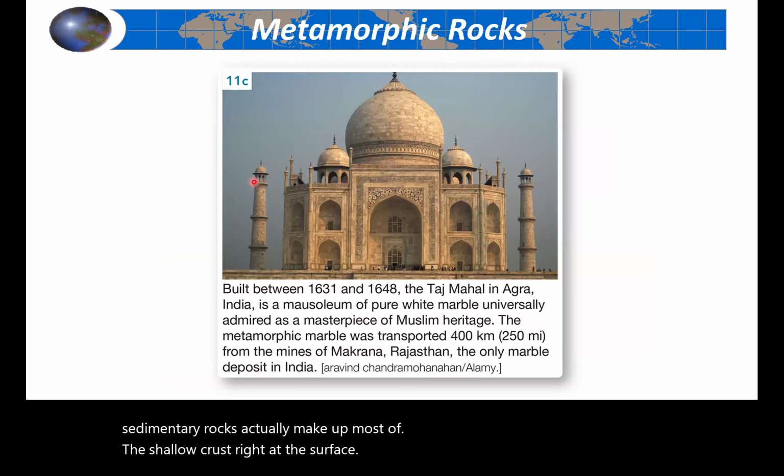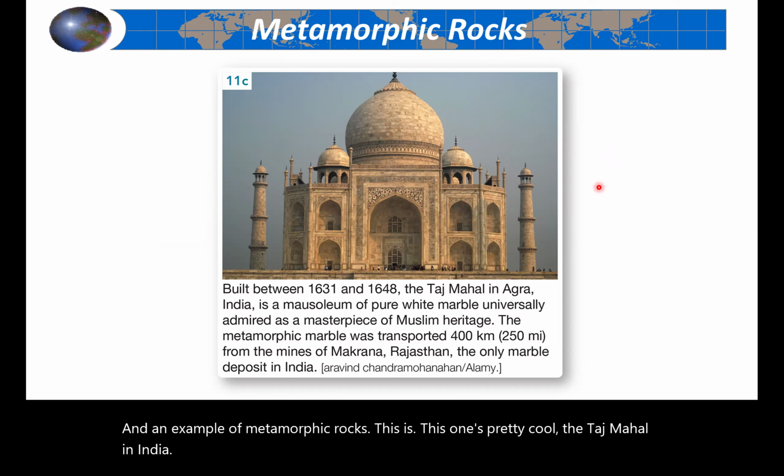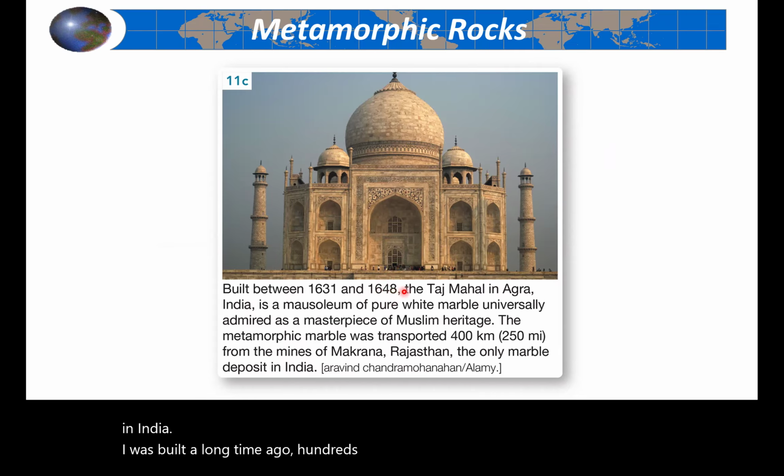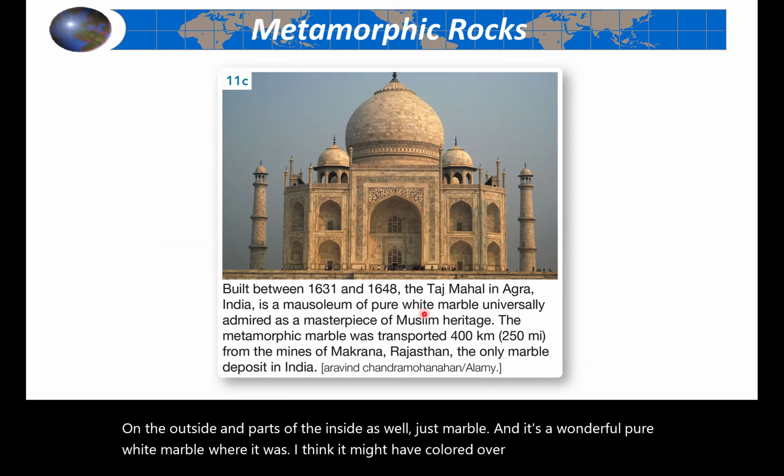And an example of metamorphic rocks, this one's pretty cool. The Taj Mahal in India was built hundreds of years ago, and it's made up of only marble on the outside and parts of the inside as well. Just marble. And it's a wonderful pure white marble, or it was. I think it might have colored over time. But the marble used to be pure white.